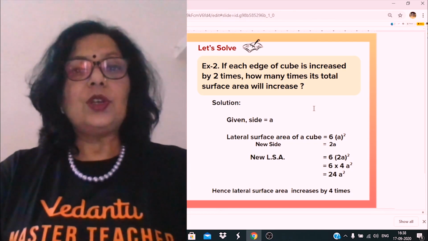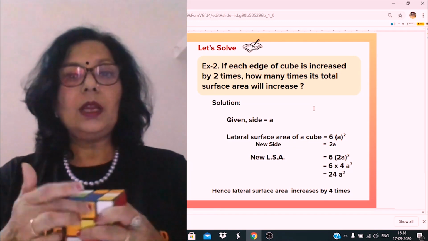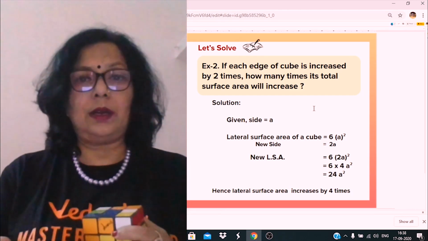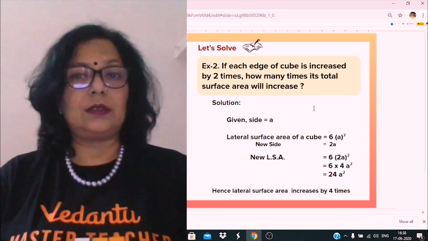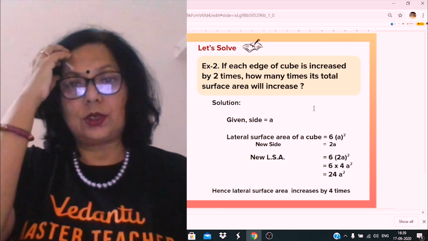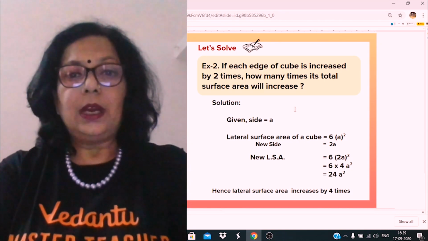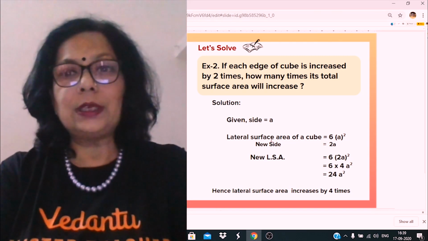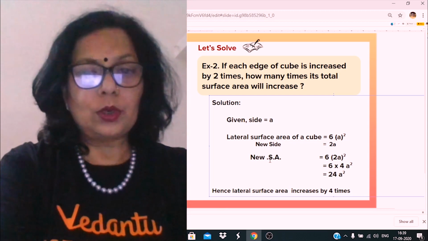Here, if each edge of cube is increased by 2 times, double कर दिया. अगर 4 था तो 8 कर दिया, 6 था तो 12 कर दिया, a था तो 2a कर दिया. How many times its total surface area will increase? Given side is equal to a. So what will be the area? 6a square. Now new side is 2a. So new surface, how many times its total surface area will increase? Its total surface area, not L. It is total surface area.